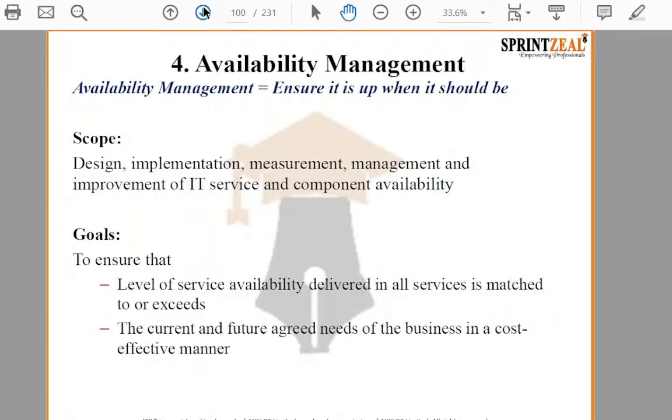Goals: to ensure that levels of service availability delivered in all services is matched to or exceeds. So we want to make sure that we are meeting all of our targets for availability, meeting or exceeding them. And that the current and future agreed upon needs of the business and the costs are done so in a cost-effective manner.